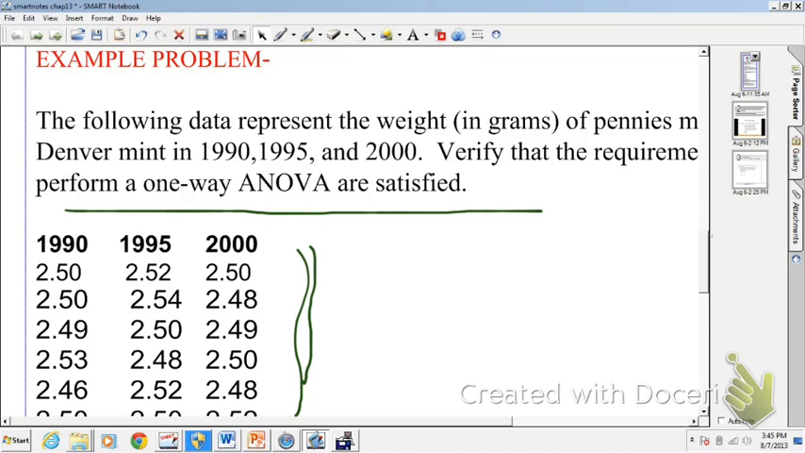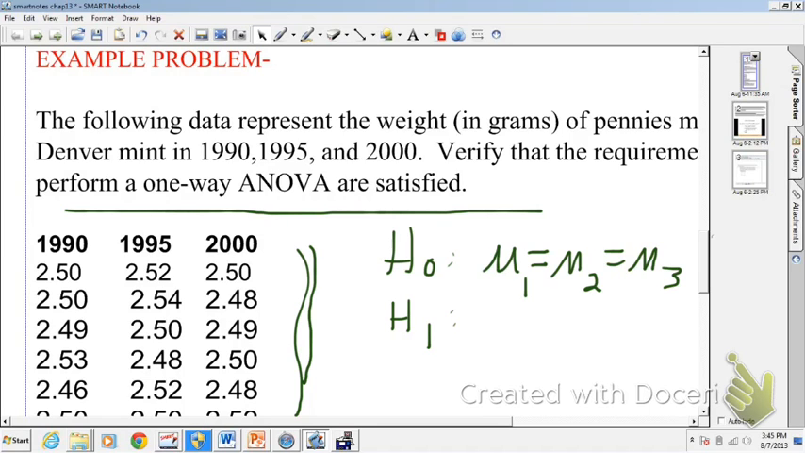What I want to do now is recall the null and the research hypothesis. The null is mu1 equals mu2 equals mu3, that the three population means are equal. The H1, or the research hypothesis, is that at least one mean significantly differs from the others. So at least one mean differs from the others.